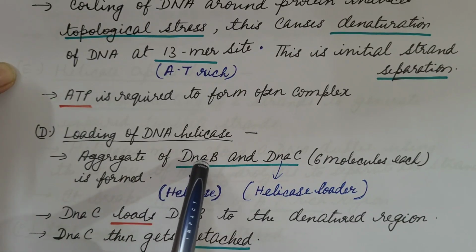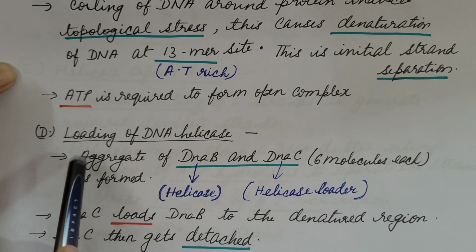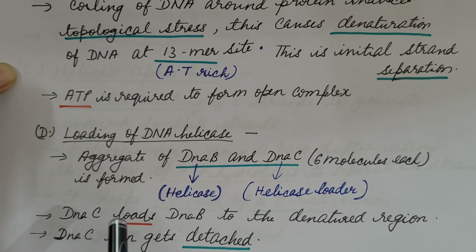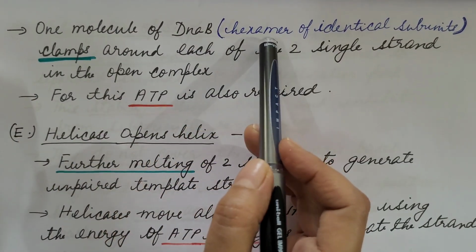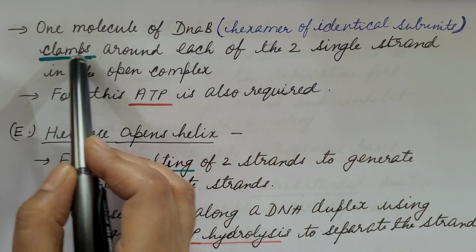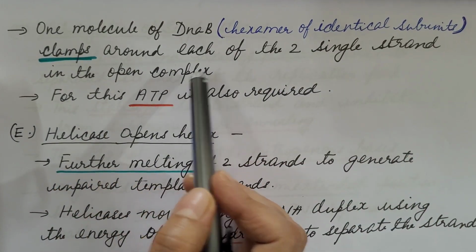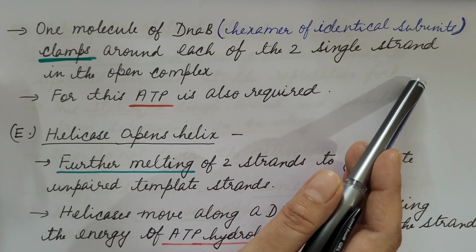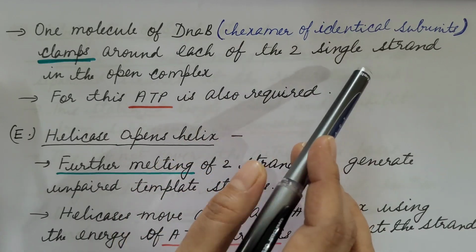So 6 molecules each of DNA B and DNA C form an aggregate. DNA C loads DNA B to the denatured region, and after loading of this DNA B, DNA C gets detached. So one molecule of DNA B, which is a hexamer of identical subunits, clamps around each of the 2 single strands in the open complex. So in the open complex, there are 2 strands of the DNA, and DNA B, which is helicase, clamps around each of the strands.